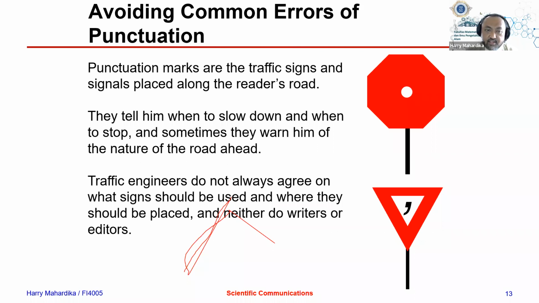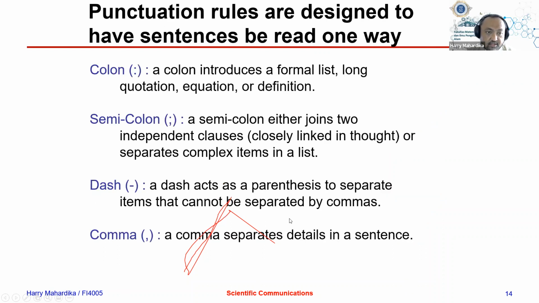Punctuation marks are the traffic signs and signals placed along the reader's road. It's basically about how we use commas and points, or a period. They tell him when to slow down. The punctuation, the period, and also the comma, tell him when to slow down and when to stop. And sometimes they warn him of the nature of the road ahead. The traffic engineers do not always agree on what signs should be used and where they should be placed, and neither do writers or editors.